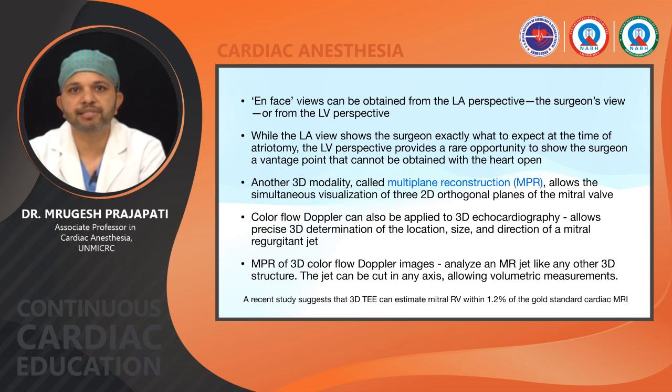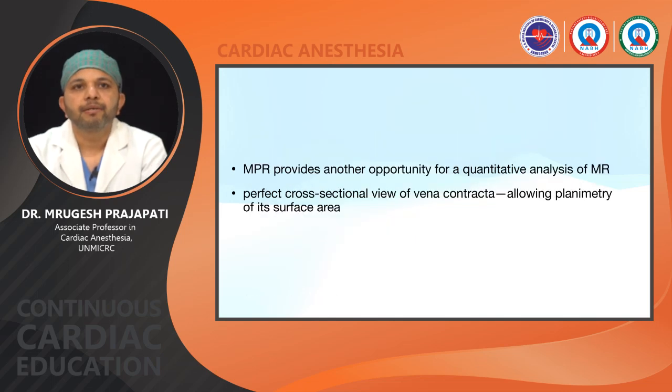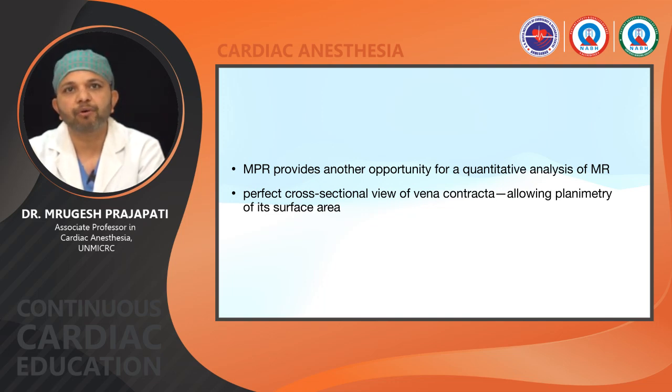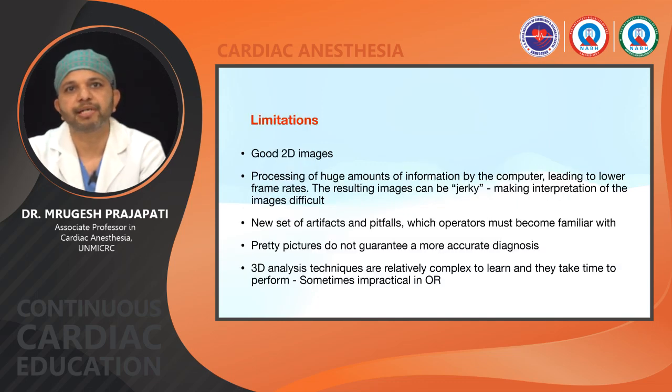A recent study suggests that 3D TEE can estimate mitral regurgitation volume within 1.2% of the gold standard cardiac MRI. The multiplane reconstruction provides another opportunity for quantitative analysis of MR. It can provide the perfect cross-sectional view of the vena contracta, which allows planimetry of its surface area.